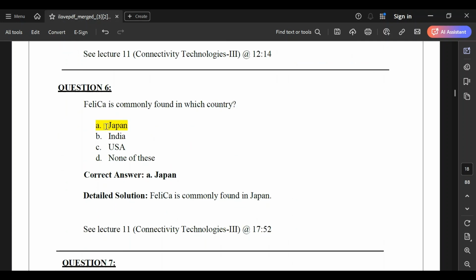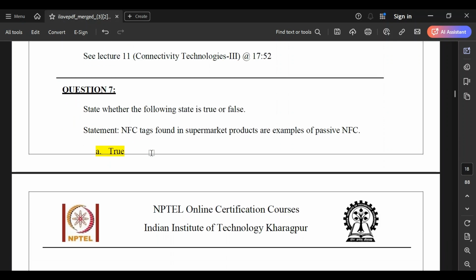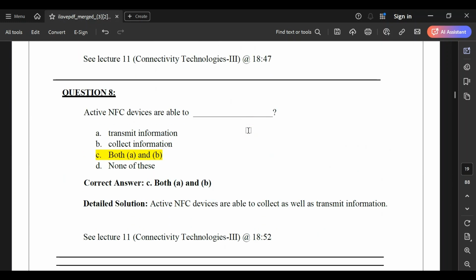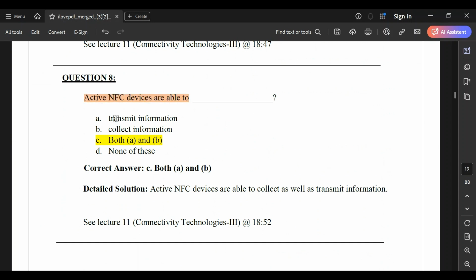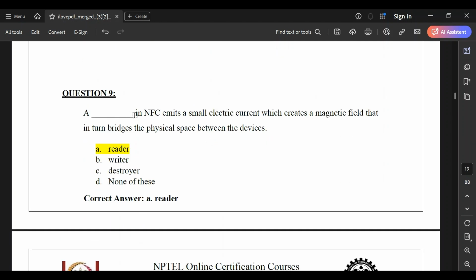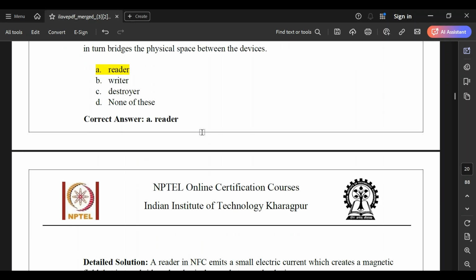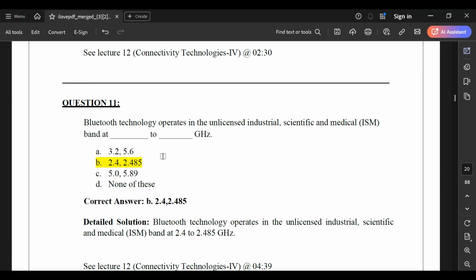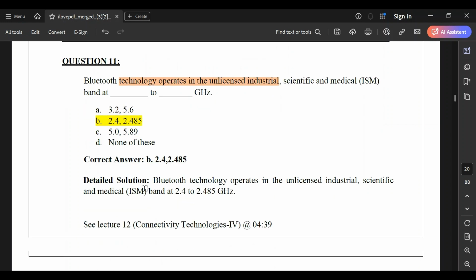FeliCa is commonly found in which country? So it is Japan. FeliCa for Japan, you can remember. NFC tags found in supermarket products are examples of passive NFC. So it is true. Active NFC devices are able to transmit the information as well as collect the information. A reader in NFC emits a small electric current which creates a magnetic field that in turn bridges the simple space between the devices. So this is there. Moving to the next one, Bluetooth technology is based on adaptive frequency hopping technology. And Bluetooth technology operates in the unlicensed industrial, scientific, and medical band at 2.4 to 2.485 gigahertz.